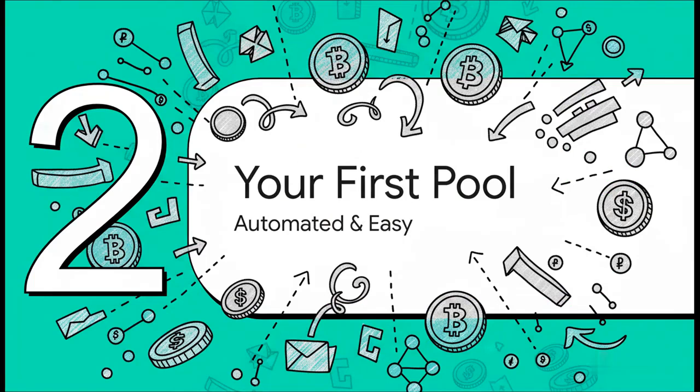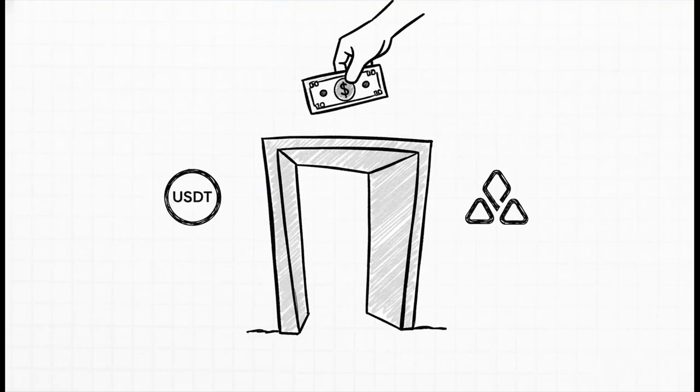All right, let's walk through what it's actually like to use this. How do you get your first pool up and running? First off, the barrier to entry is just incredibly low. The whole point is to make this accessible. You can start with as little as $10 of USDT. That's a stablecoin pegged to the US dollar, and it all runs on the Polygon network, which is known for being fast and cheap to use.